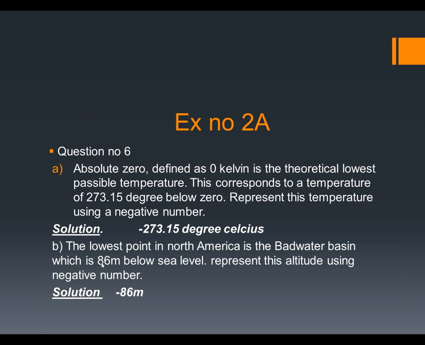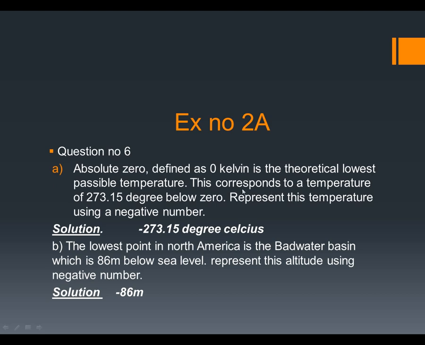Now question number 6. Its A part: is absolute zero defined as 0 Kelvin the theoretical lowest possible temperature? This corresponds to the temperature of 273.15 degrees Celsius below zero. Represent this temperature using a negative number.